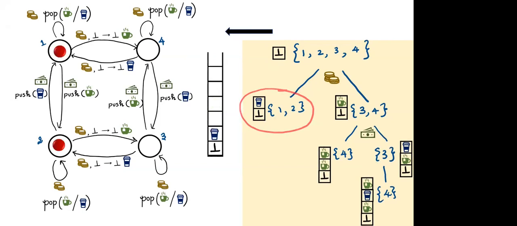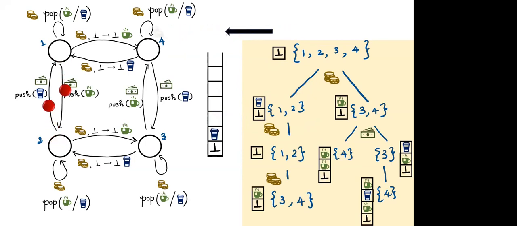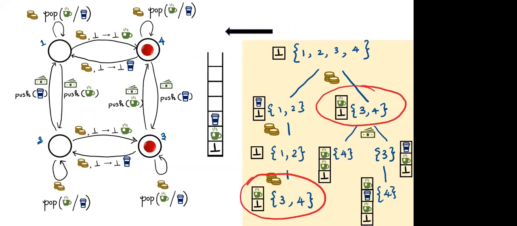Alternatively, if at the first step, a coffee cup was pushed, then we first input 2 coins, one after the other, so that the token is somewhere in the set 3, 4. Then we are already at a position similar to the one before. And so we simply apply the same strategy that we used in that case.